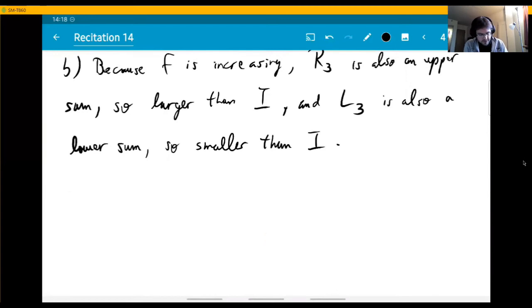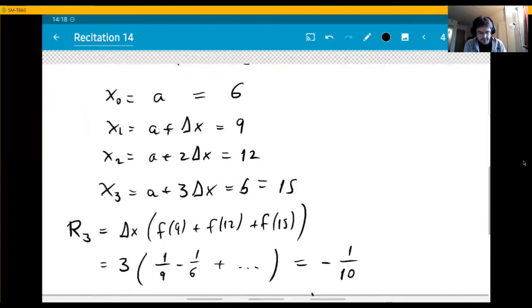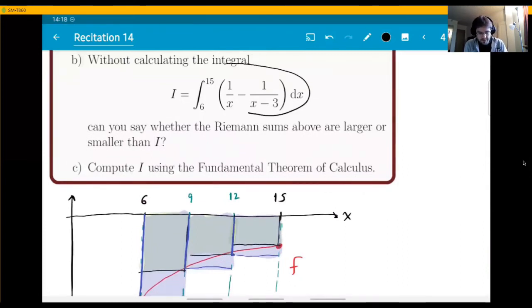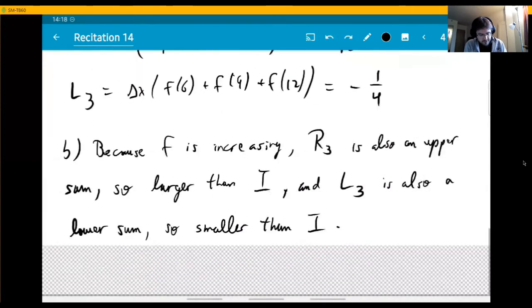Okay, but this answers B, but now C is just the fundamental theorem of calculus. Compute the integral, compute I using the fundamental theorem of calculus, this integral. So from 6 to 15, 1 over x minus 1 over x minus 3.